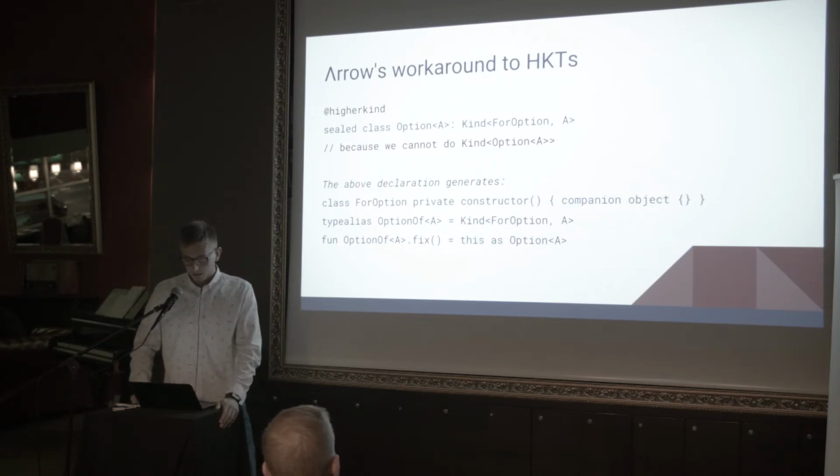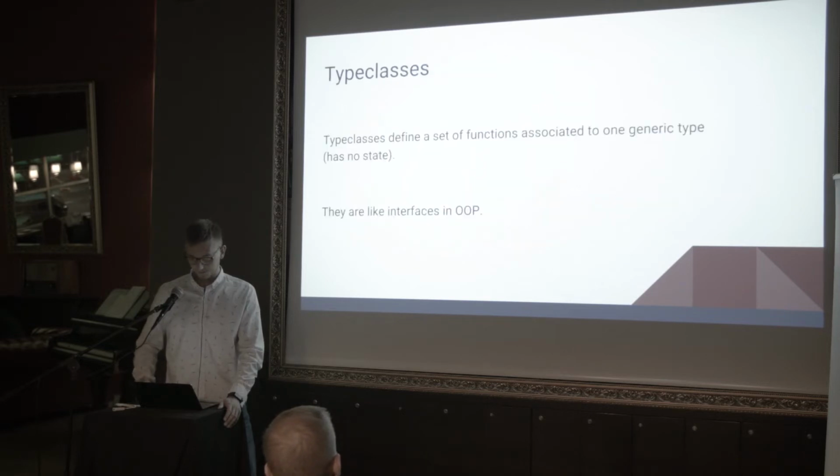And the third generated thing is the function fix, which takes us from the world of Arrow and higher kinded types to simple containers like Option. Is everything okay? Some questions? Okay. Type classes. Very important thing. They define a set of functions associated to one generic type. They have no state. And they are like interfaces in object-oriented programming.